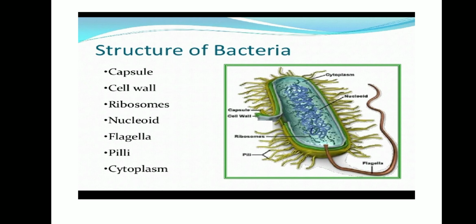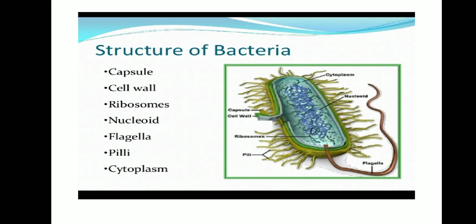Suppose 2 cocci stick together, it is called diplococcus. A pair of cocci is called diplococcus. In case the cocci are arranged in the form of a chain, it is called streptococcus. If they occur in bunches, it is called staphylococcus. So, if in a pair, it is diplococcus. In a chain, streptococcus. In bunches, staphylococcus.